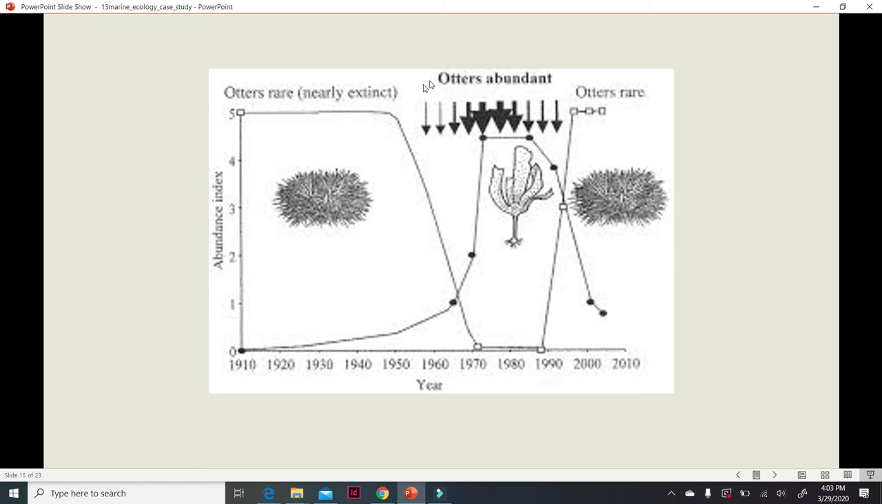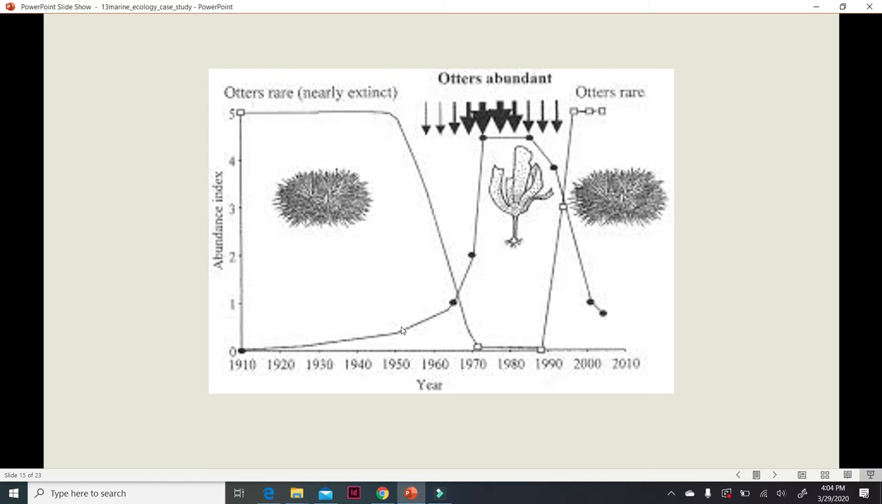So we can see up here, the top of our graph, they're showing us that otters are more abundant from about 1960 to about 1990. All right, and there's bigger arrows here indicating that their populations were really healthy in the 70s and 80s. When we have otters become abundant, look at what happens to the number of sea urchins. The sea urchin abundance plummets, right?